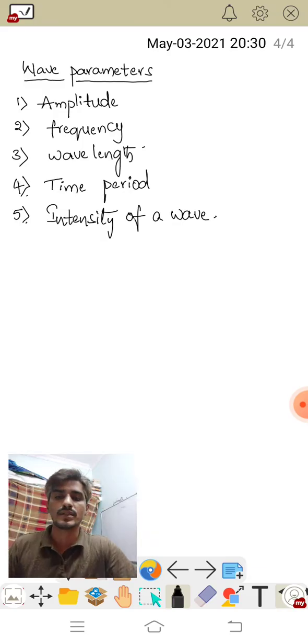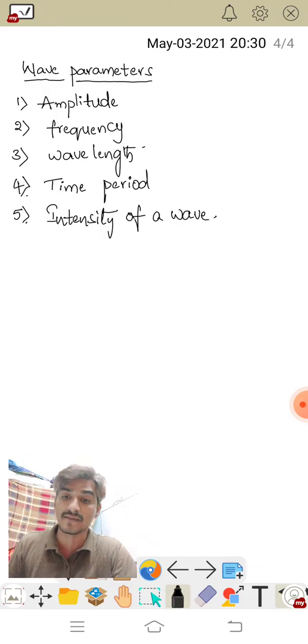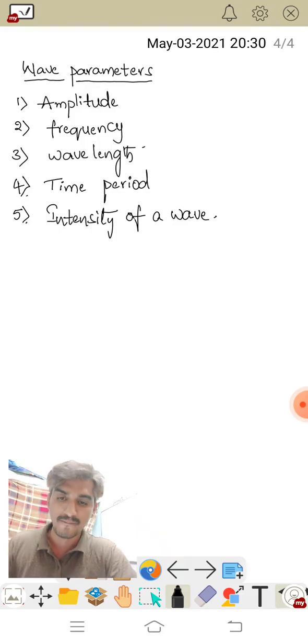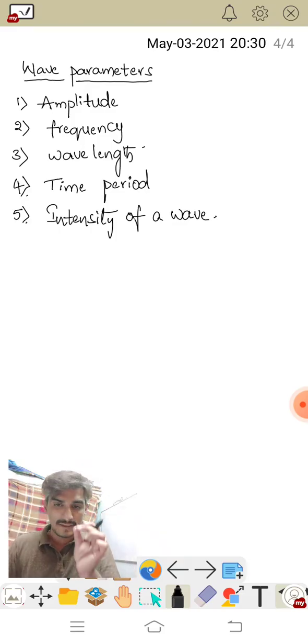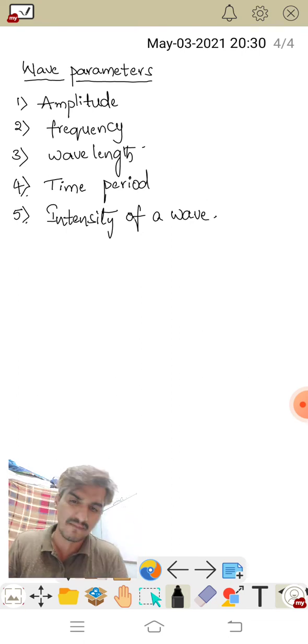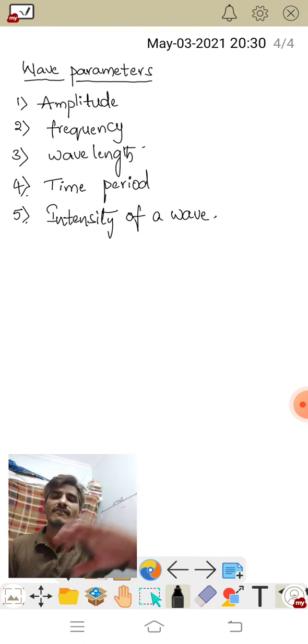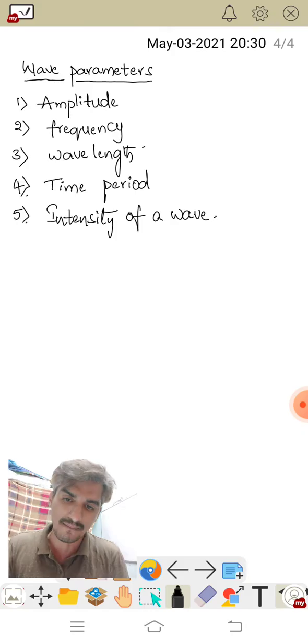What is meant by amplitude? Amplitude is nothing but, in SHM you might have understood about it, right? If the particle displaces to maximum, that is called amplitude. Means the maximum displacement of the particle during the wave motion is called amplitude.